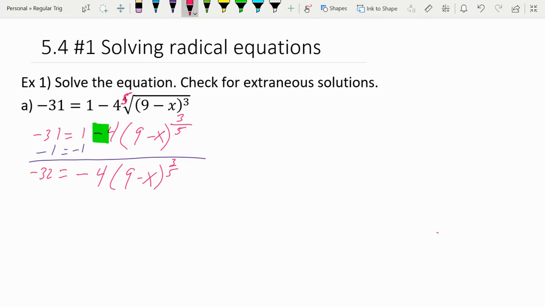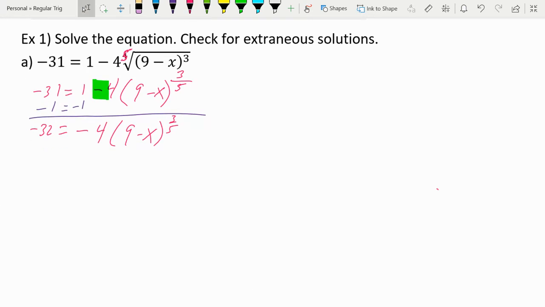Okay. Now the next thing I'm going to get rid of is this negative 4. Well, if you paid attention to how I said this was negative 4 times, how do I undo multiplication? I'm going to divide both sides by negative 4. So negative 32 divided by negative 4 gives me positive 8. And then that negative 4 and that negative 4 will cancel each other out. So now I'm left with 9 minus x raised to the 3/5 power.